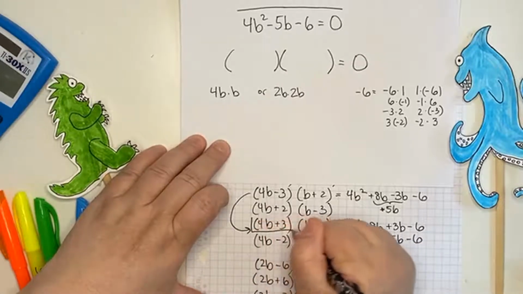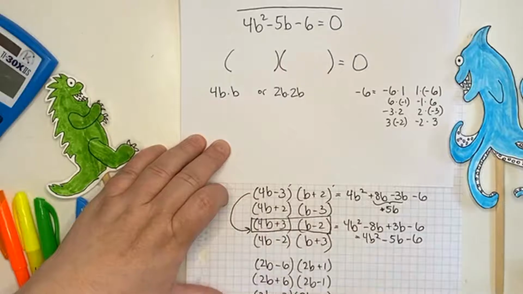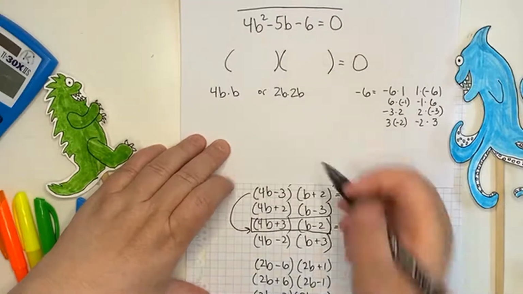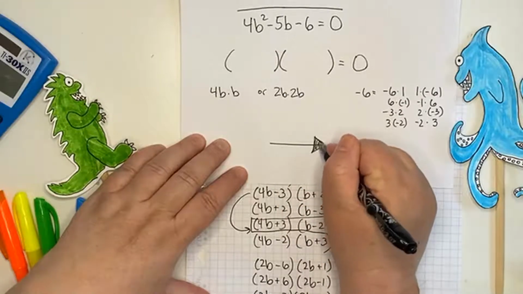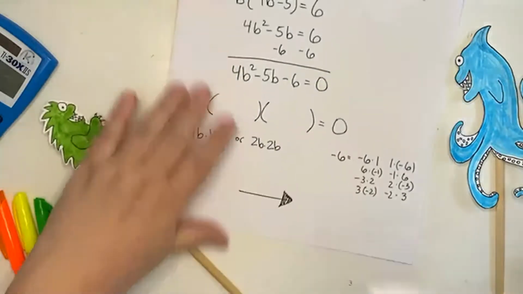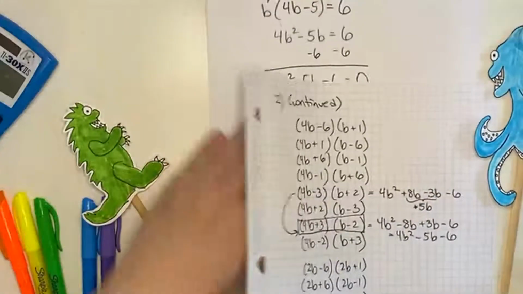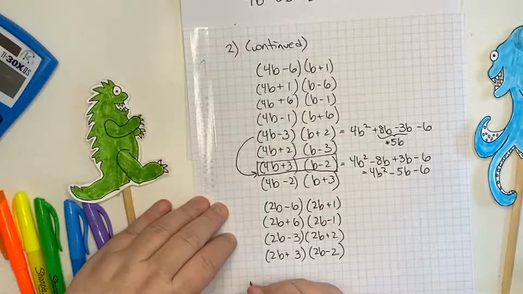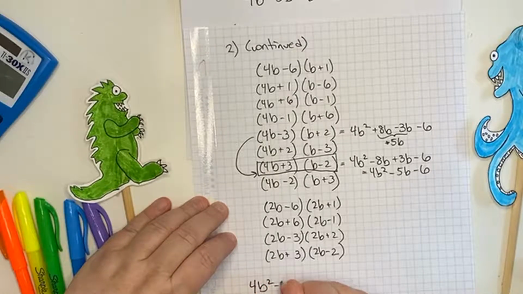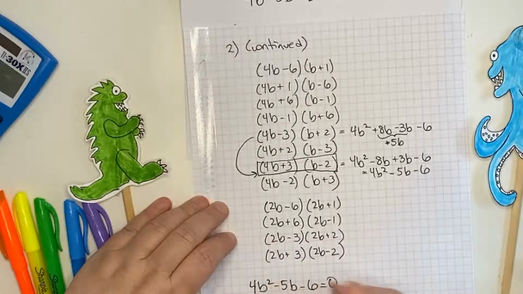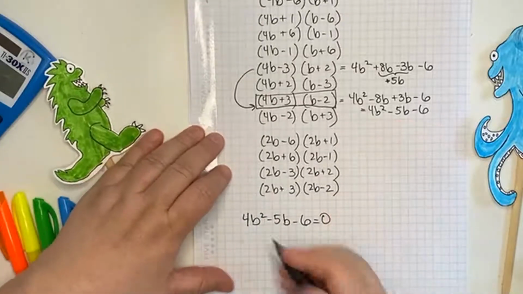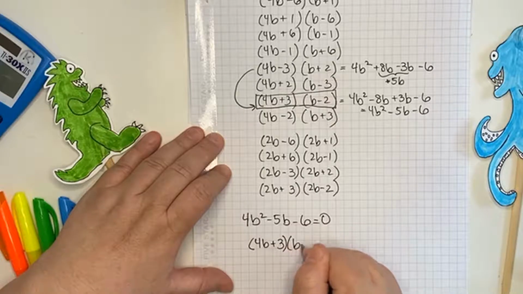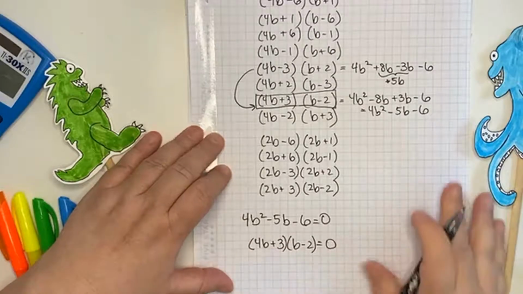We got it. Yay! So is your method faster? Oh my goodness, I hope so. I hope you've got a faster method than I do. Put a big arrow there. And then I'm going to rewrite this problem right here. So where you've got 4b squared minus 5b minus 6 equals 0, we have discovered that this factors as 4b plus 3, b minus 2 equals 0.